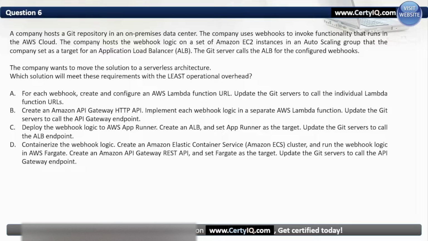Question 6. A company hosts a Git repository in an on-premises data center. The company uses webhooks to invoke functionality that runs in the AWS cloud. The company hosts the webhook logic on a set of Amazon EC2 instances in an auto-scaling group that the company set as a target for an application load balancer. The Git server calls the ALB for the configured webhooks. The company wants to move the solution to a serverless architecture. Which solution will meet these requirements with the least operational overhead?